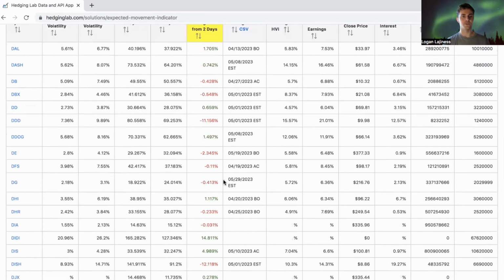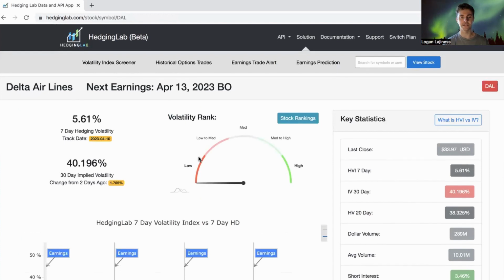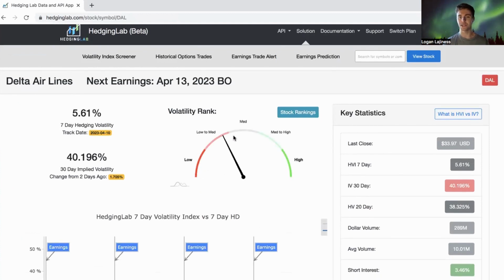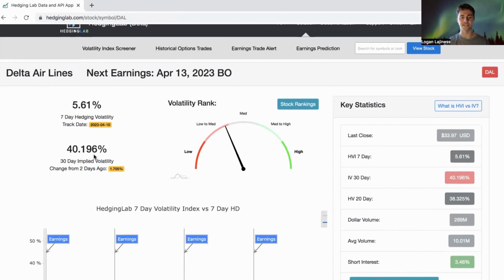So we'll go back to what we were looking at earlier, which is Delta Airlines over here. And we can take a look at their volatility rank and they're low to medium, which is probably a pretty solid spot to be in. 7-day hedging volatility is 5.61%. Their 30-day implied volatility is 40.196%. You guys can see that's a 1.7% change from 2 days ago.